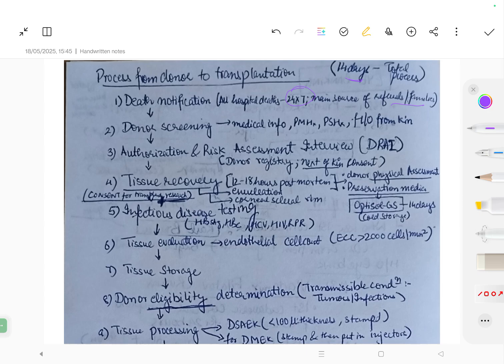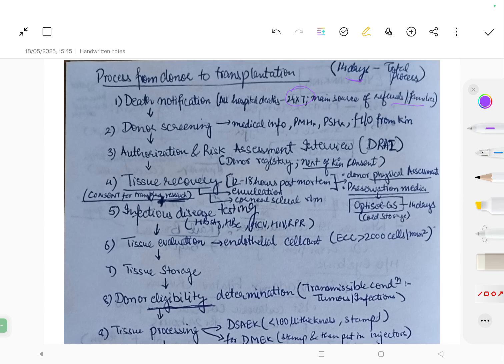Then there is the authorization and risk assessment interview, that is the DRAI, the donor risk assessment interview, and we take the next of kin consent. Then there is tissue recovery, and we take the consent during the tissue recovery for both transplant and research. The tissue has to be recovered within 12 to 18 hours postmortem, after the donor physical assessment.